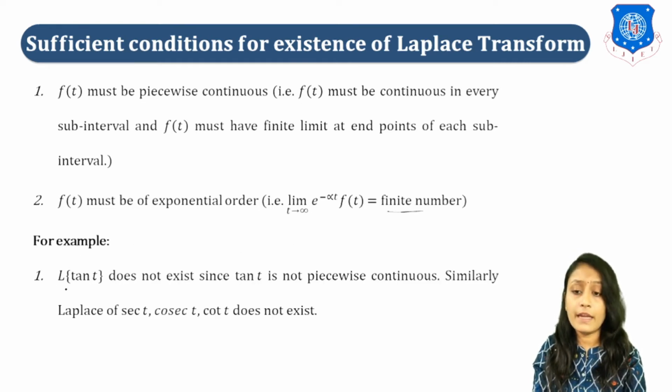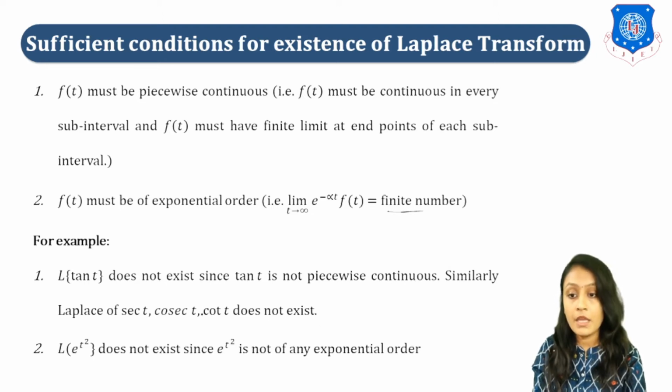Let's see examples. If we want to find the Laplace transform of tan t, this does not exist. Why? Because tan t is not a piecewise continuous function. Similarly, the Laplace transform of sec t, cosec t, cot t does not exist. Now the Laplace transform of e raised to t square also does not exist, because e raised to t square is not of any exponential order.